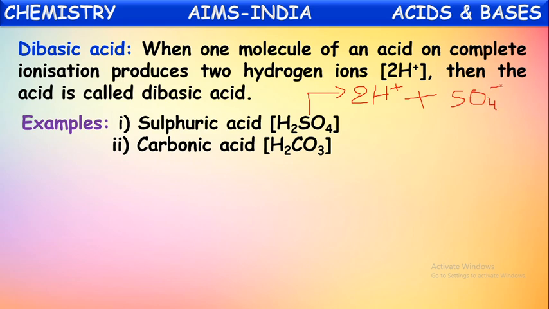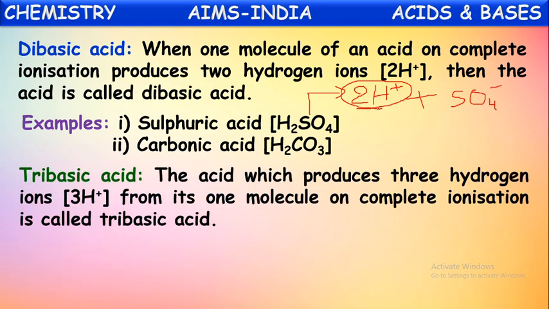So what is happening here? The sulfuric acid, on dissolving into water, liberates 2 H plus ions from each molecule. This kind of acid is called a dibasic acid because it has basicity 2. What does it mean here? Basicity means the number of H plus ions liberated from each molecule of it. So they are called dibasic acids. Even carbonic acid behaves in the same way.